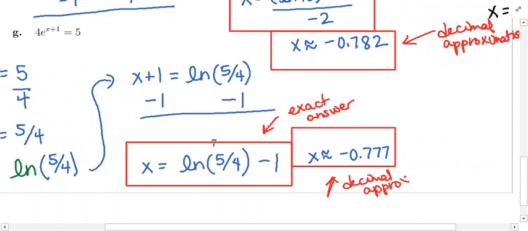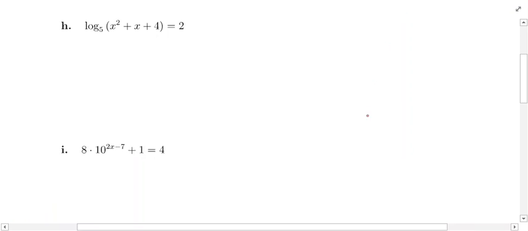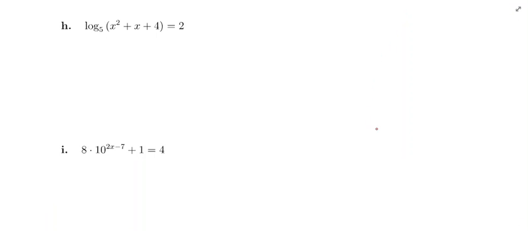All right. Moving on, let's go to example H. Clearly this is a logarithmic equation. You see a logarithm in it, plain as day. So we're trying to find the value or values of x that make this a true statement. Log base 5 of x squared plus x plus 4 is equal to 2.